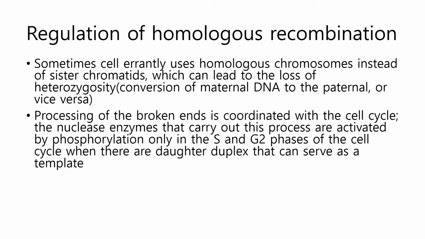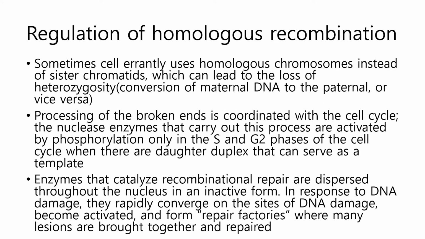The processing of the broken ends is coordinated with the cell cycle. The nuclease enzymes that carry out this process are activated by phosphorylation only in the S and G2 phases of the cell cycle, when there are daughter duplexes that can serve as a template.